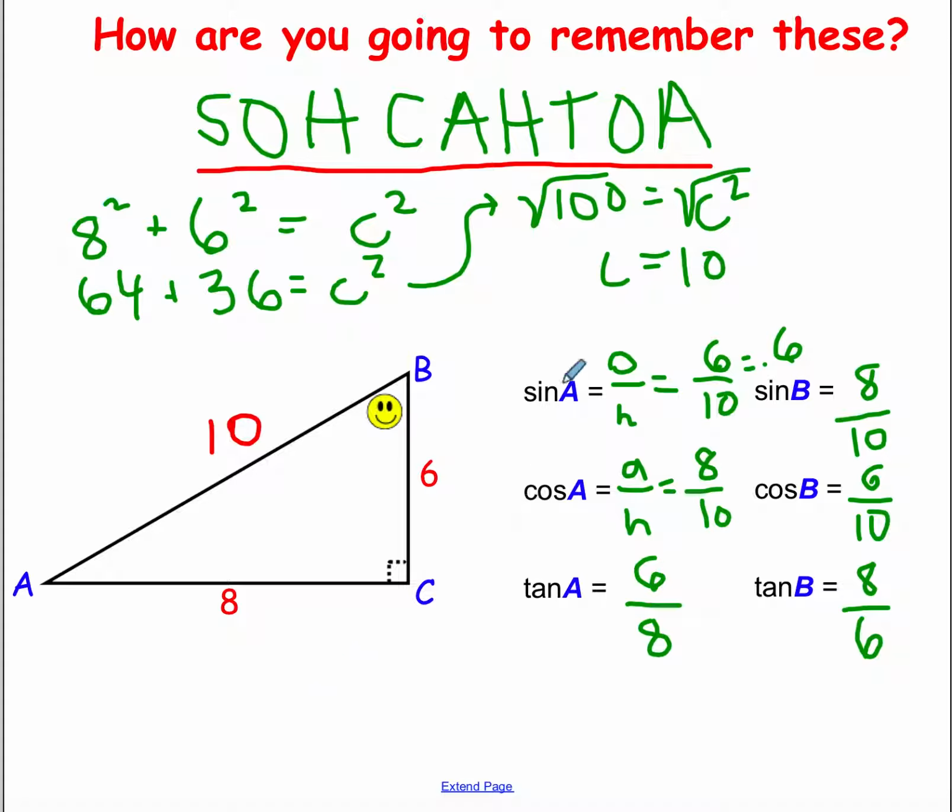And you can notice how sine of A and sine of B definitely aren't the same thing, but interestingly, cosine of A and sine of B are the same thing. Maybe something to keep in mind as we go forward.